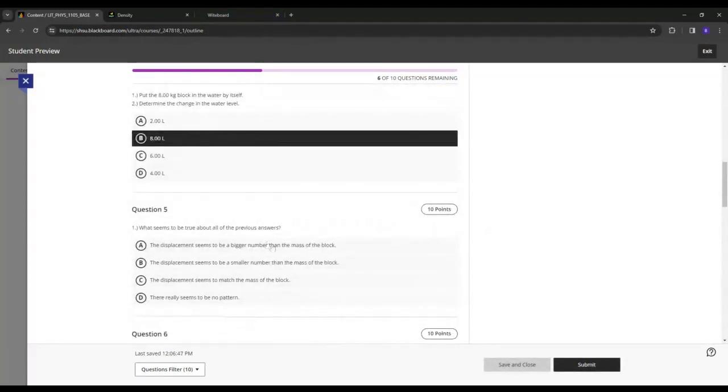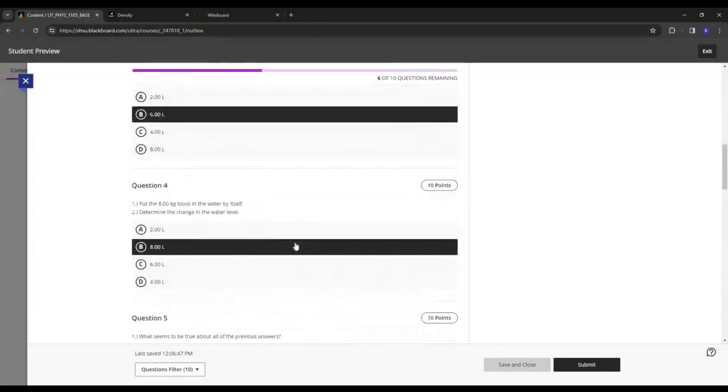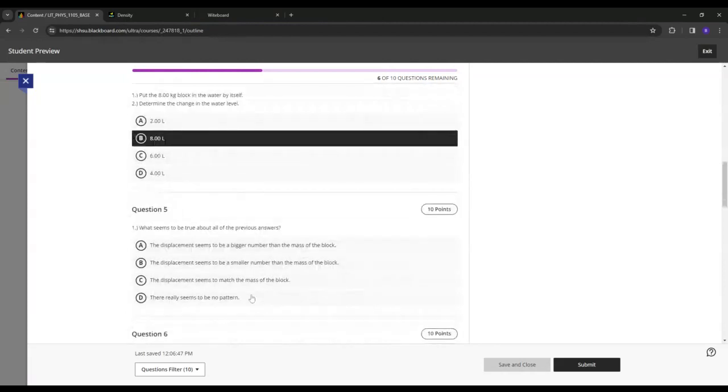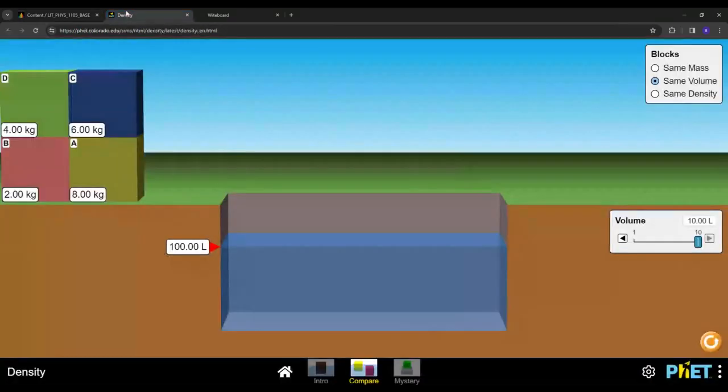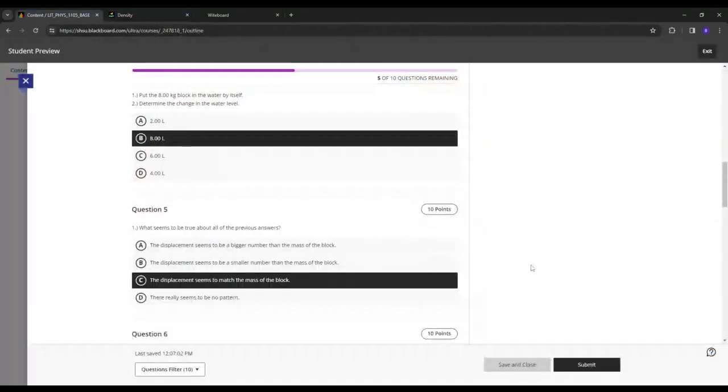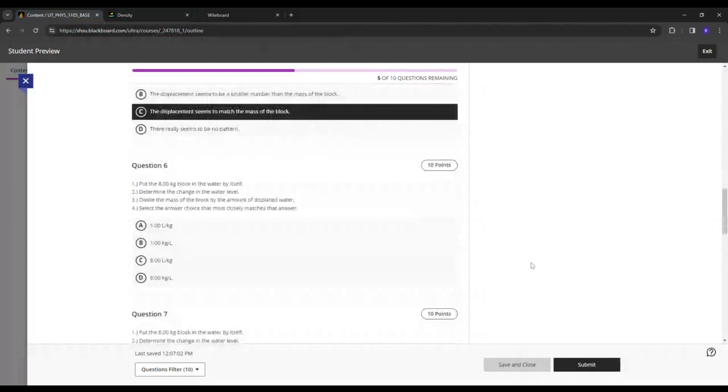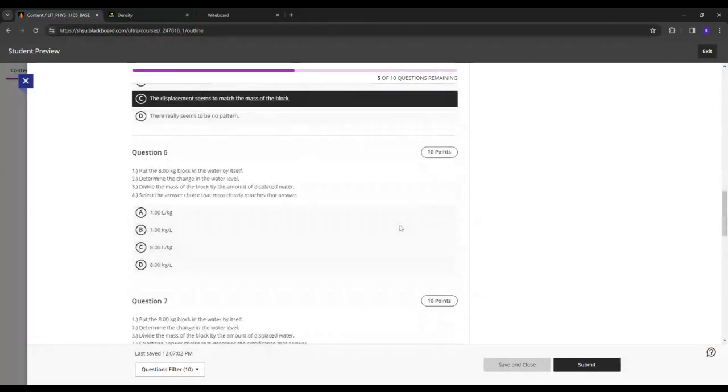So what, if anything, seems to be true about all of the previous answers? We had 8 kilograms and 8 liters, 6 kilograms and 6 liters, and so on. It seems that the displacement matches the mass of the block, right? Can we think of any reason that might be true? So, let's work into that and see what's happening.